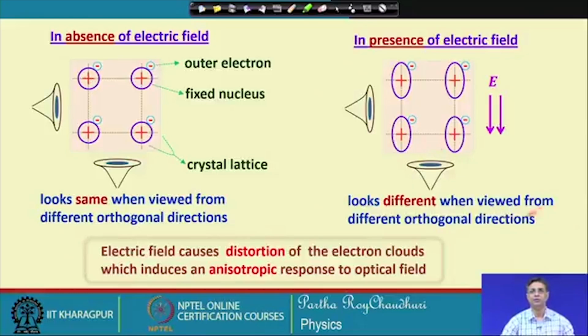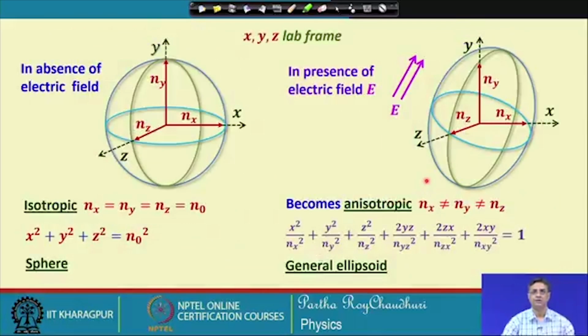So, it looks different when viewed from the different orthogonal directions. This electric field causes distortion of the electron clouds, which induces an anisotropic response to the optical field. This is a very simple way of understanding the basic mechanism of electro-optic effect. You have a field, you have no field, there is no change. If you have a field, there is a change in the electron cloud, and as a result you look at the same crystal from different directions and it will appear to be different.